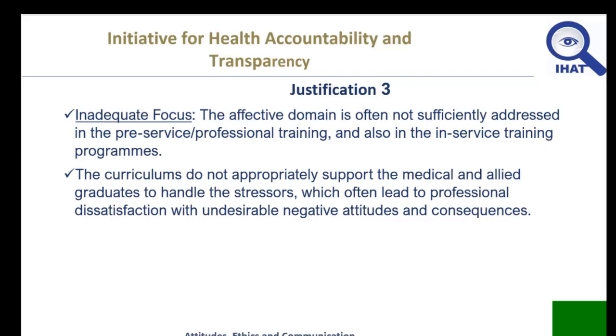The third justification is that there is inadequate focus primarily on affective domain. The affective domain is often not sufficiently addressed in the pre-service professional trainings and also in the in-service training programs. The curriculums do not appropriately support the medical and allied graduates to handle the stressors which often lead to professional dissatisfaction with undesirable negative attitudes and consequences.